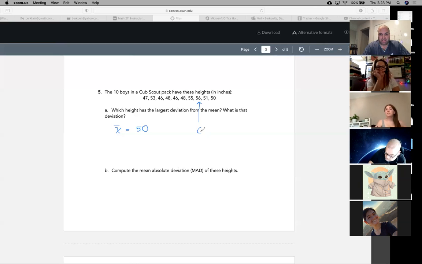And what is that deviation? That deviation is 6. The deviation is the observed value minus the mean. 56 minus 50, so the deviation is 6.